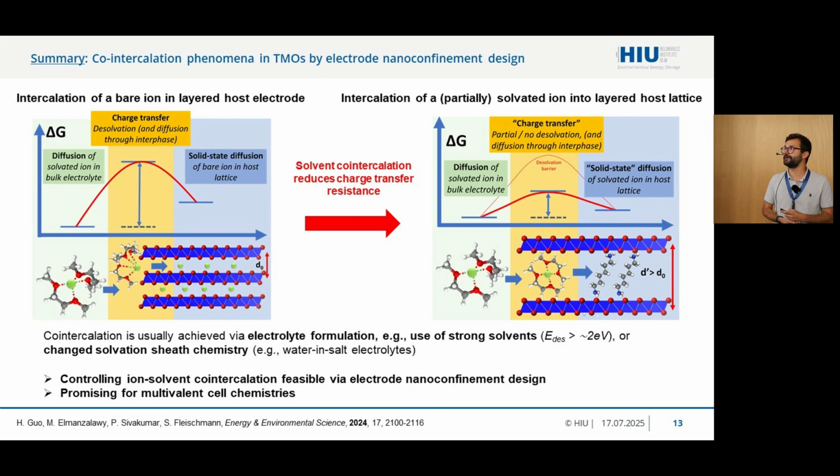Okay, so in summary, I hope to convince you that co-intercalation, so the switch from ion desolvation at the interface to the intercalation of partially or fully solvated ions, can actually be a really promising strategy. We can do this by materials design, and I believe this is extremely promising for post-lithium ion storage.